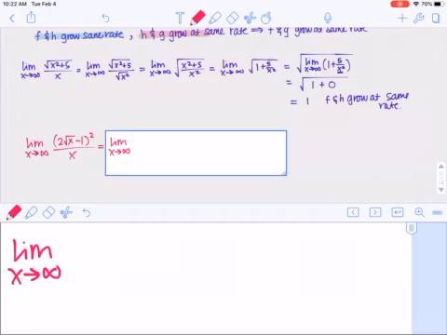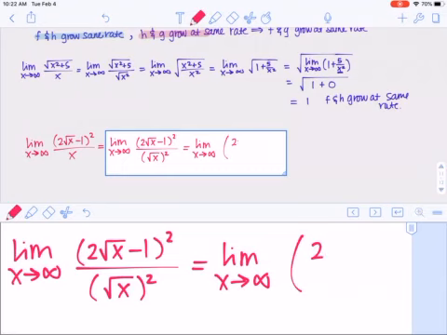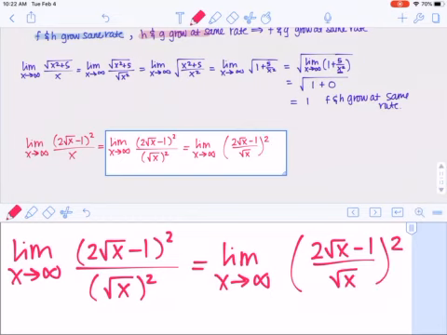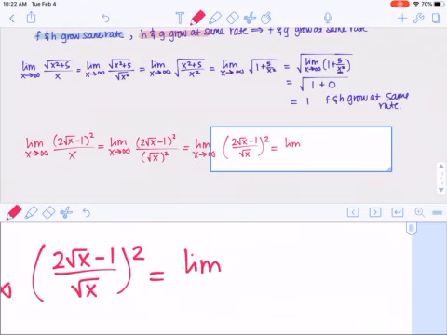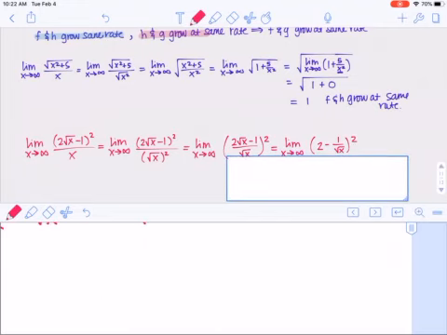And so what we know is x is the same thing as the square root of x squared. So I'm just rewriting the bottom in a different way so that I have matching functions that I can algebraically manipulate. Okay, so basically this is the same thing as 2 root x minus 1 over square root of x, that whole quantity squared. And now I can do the same thing where I algebraically rewrite. So the limit as x goes to infinity of 2 square root of x over square root of x, that's just 2, minus 1 over root x, that whole thing squared. Remember, with composition of functions, we just talked about this, you can bring the limit inside.